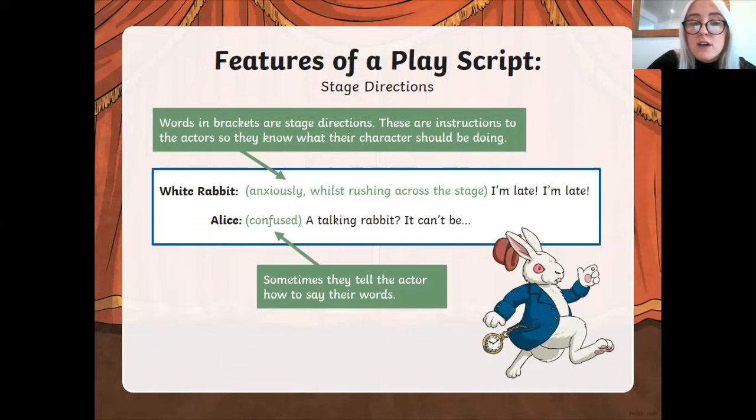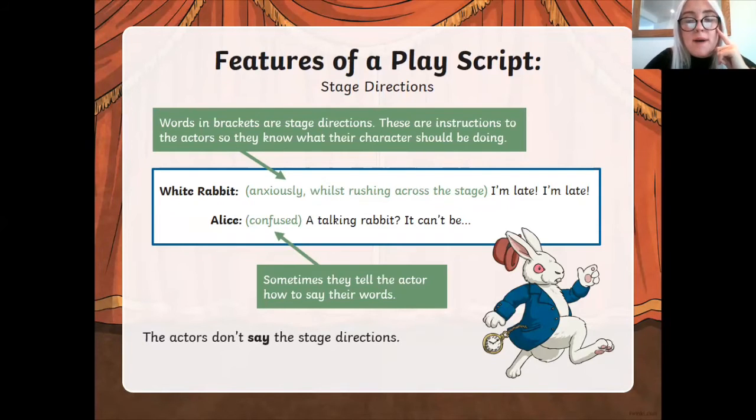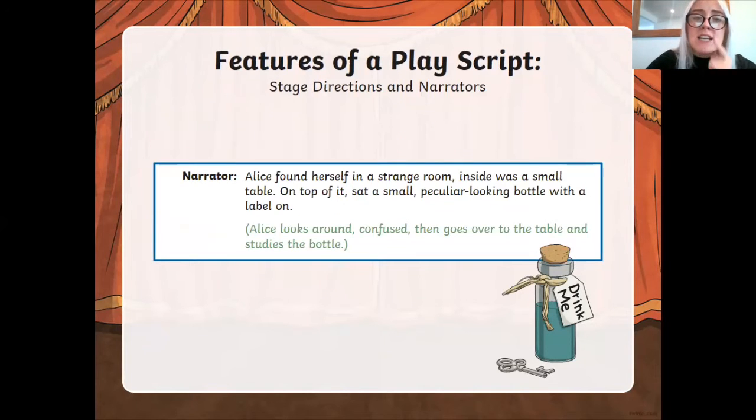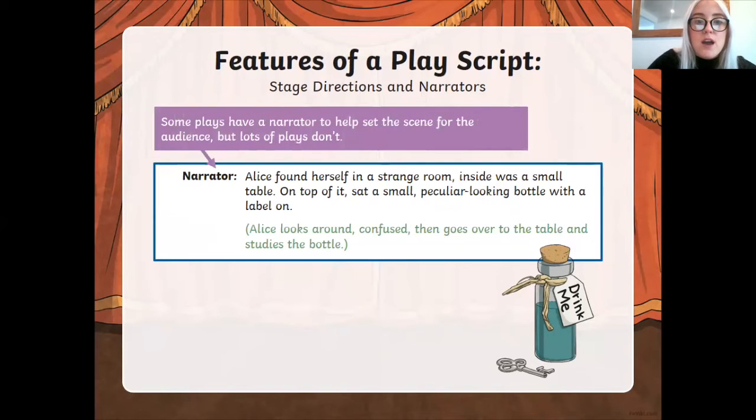Sometimes they also tell the actor how to say their words. It's really important that we remember when the actors are performing, they don't say the stage directions. They're just there to help them perform their actions and to know how to say things. We don't say the things that are in brackets. And like I said, some play scripts have narrators in. So narrators help to set the scene for the audience, but some plays don't have this.